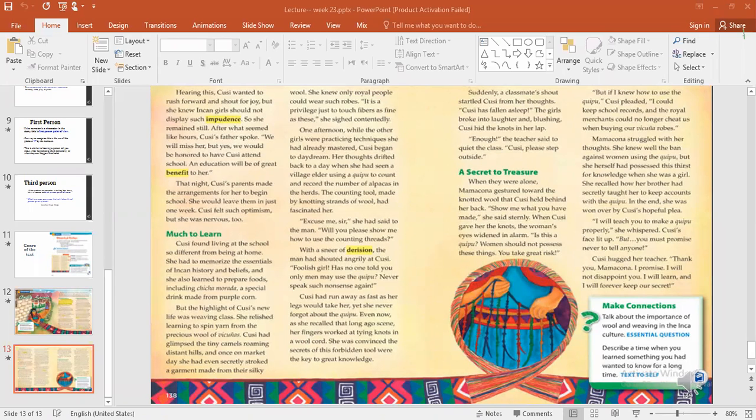Excuse me, sir, she had said to the man. Will you please show me how to use the counting threads? With a sneer of derision, the man had shouted angrily at Kuzi. Foolish girl, had no one told you only men use the quipu? Never speak such nonsense again.